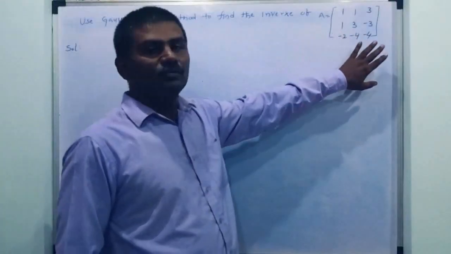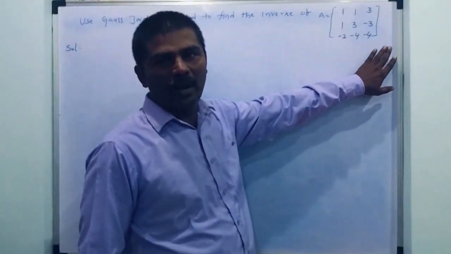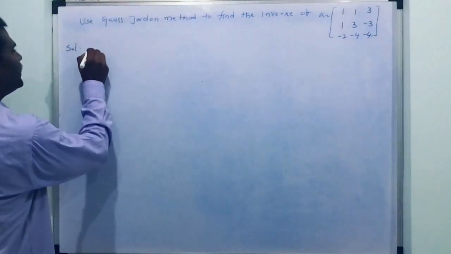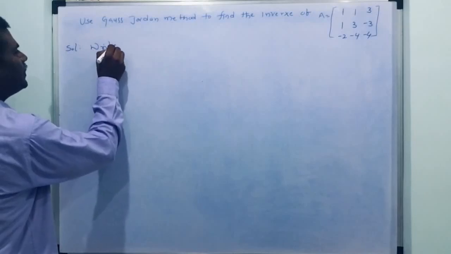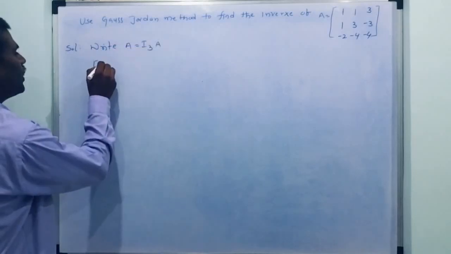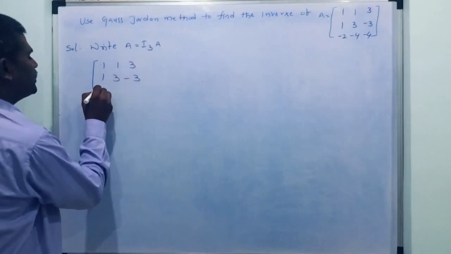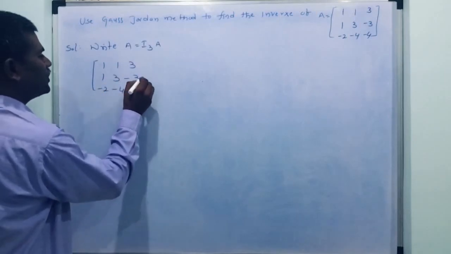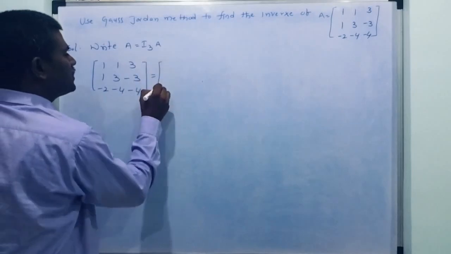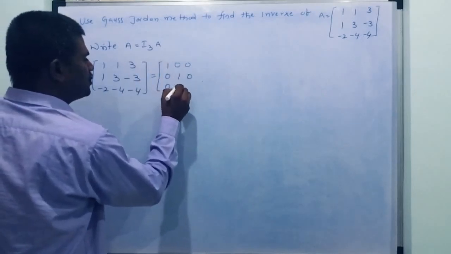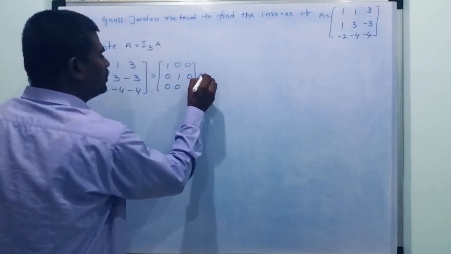First of all, you have to observe the order of the given matrix. Here it is 3. So you have to write A is equal to I3 A. The given matrix is 1 1 3, 1 3 minus 3, minus 2 minus 4 minus 4, is equal to 1 0 0, 0 1 0, 0 0 1 into A.